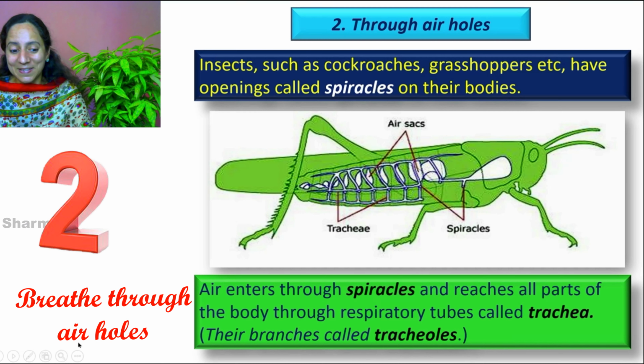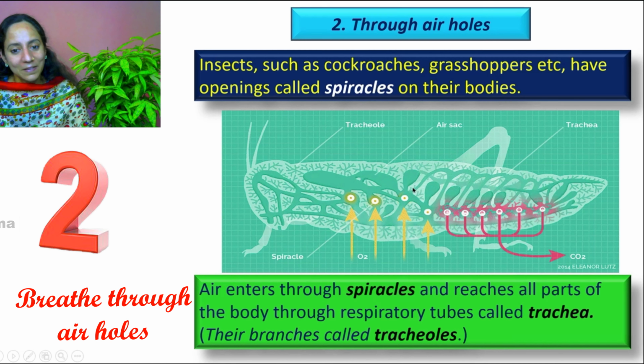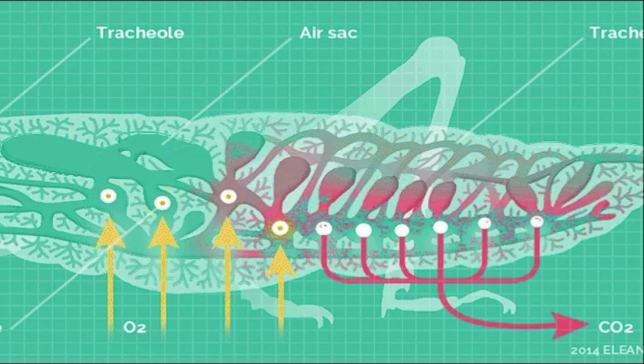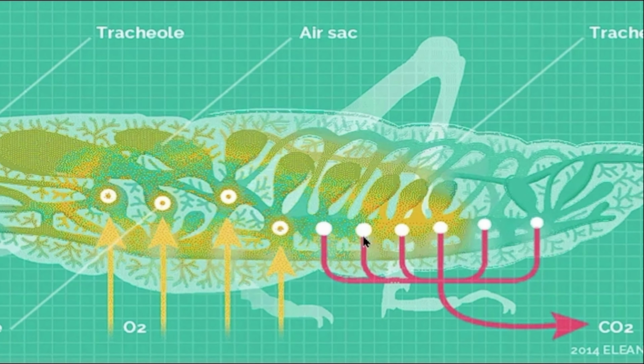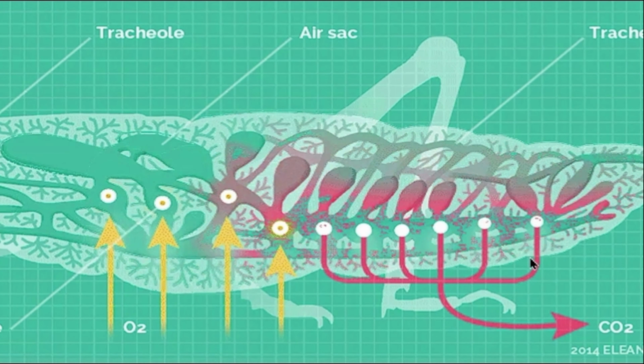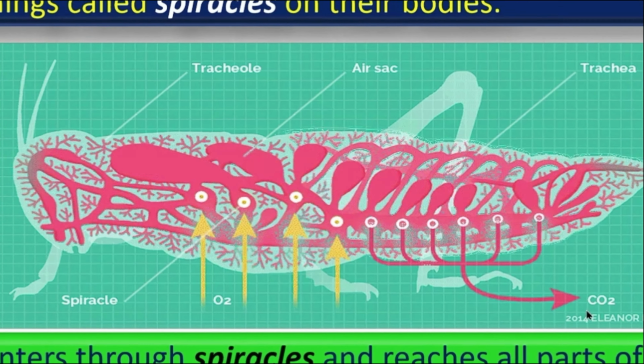So how does it take place? Let's see that also. See, these 4 arrows are showing intake of oxygen into the body through trachea and tracheoles. These red colored minute openings which are present in the lower part of the body on the lateral sides, from these openings there is expelling out of carbon dioxide rich air. So this is how insects like cockroaches and grasshoppers breathe in and breathe out.